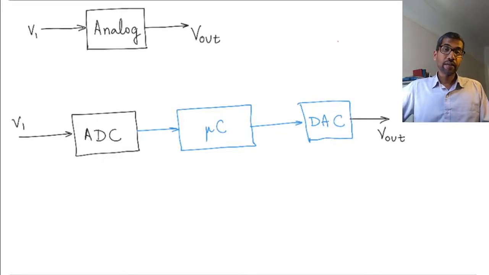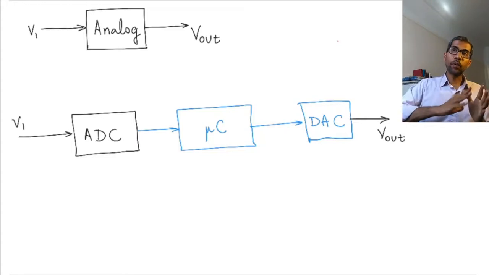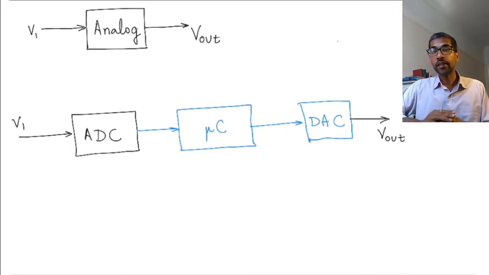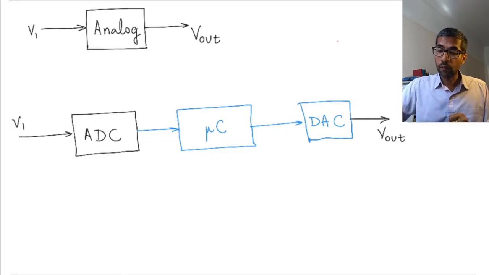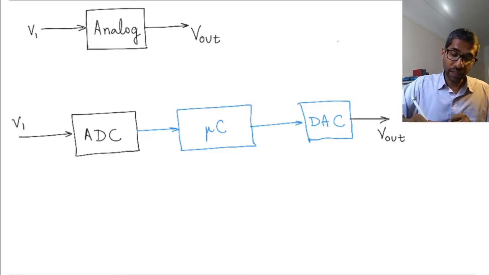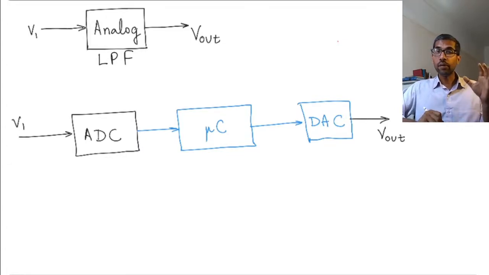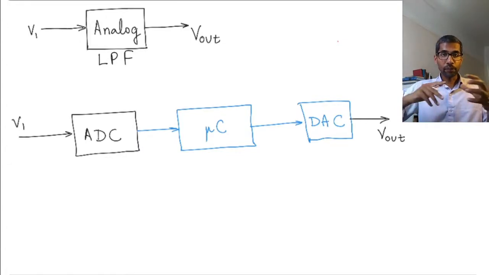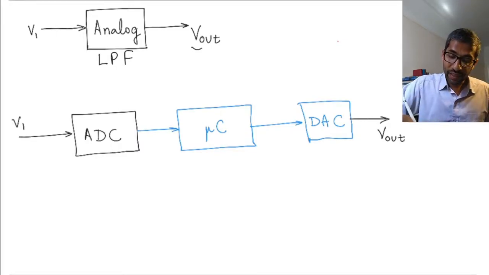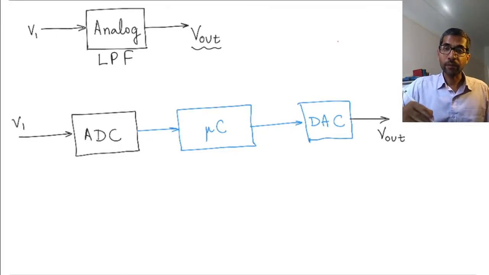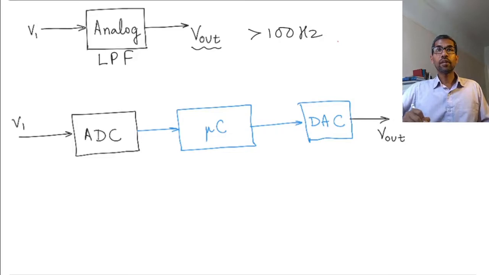So let's take a look at an example where the processing that you want to do in the analog domain is basically a frequency processing, right? So what you want to implement in the analog domain here is, let's say, a low pass filter, right? So what you want in the output is cutting off, let's say, any signal that is greater than 100 hertz. Okay, so you want to pass all signals from 0 to 100 hertz and cut off all signals from 100 and above.